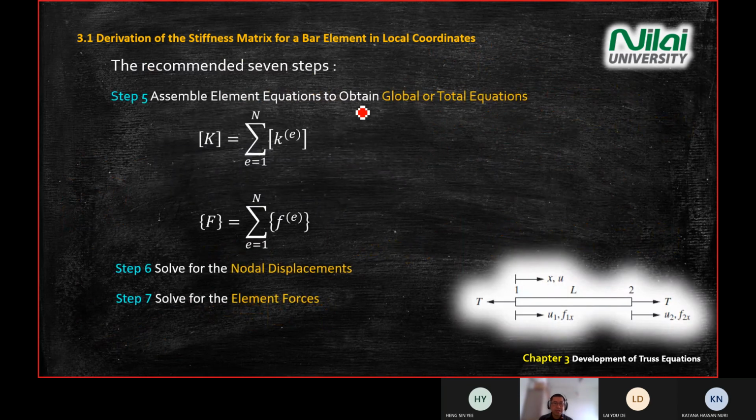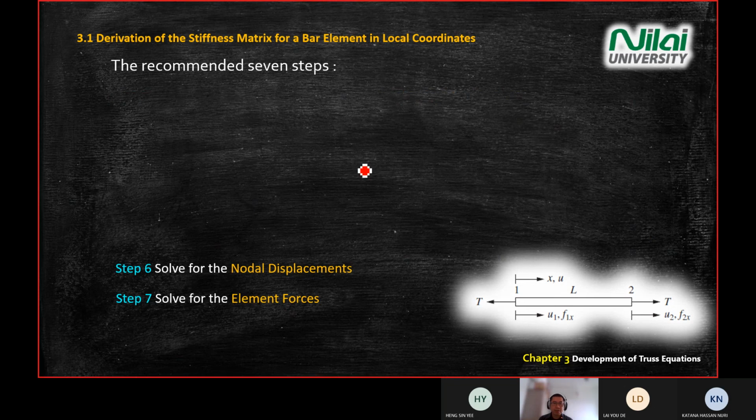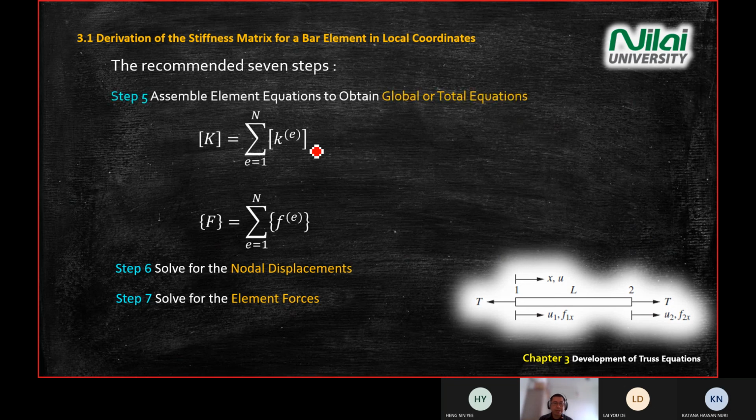Number 5, you put everything in global, meaning you combine what we did, the superposition that we discussed just now in chapter 2, your question number 11. You superimpose all the matrices together, put into their location. You solve for the unknown. The first one, you solve for the displacement, you solve for the force. So basically, you start with the matrix equation F equals KD.